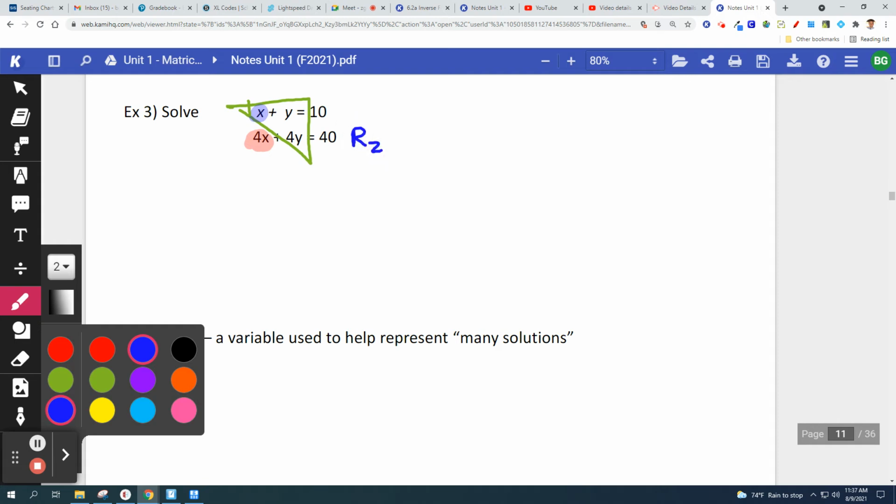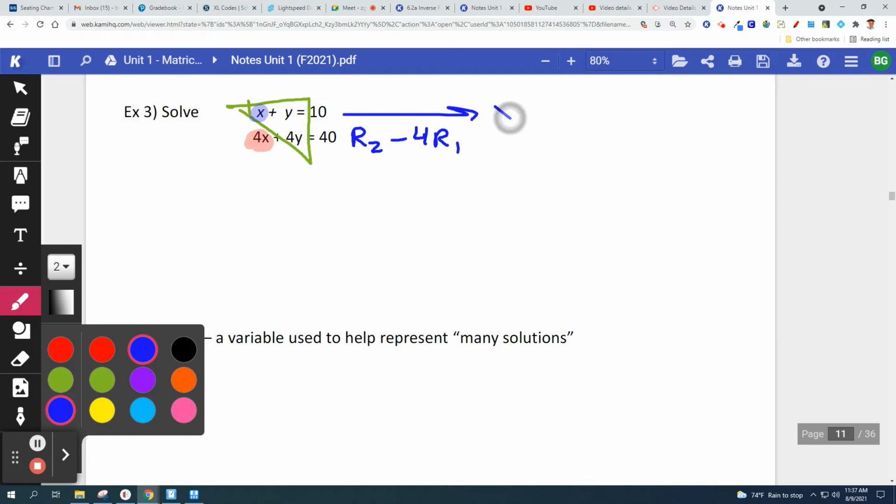Row 2 minus 4 row 1s. It's not the only way to get there, but I think that's the easiest way to get there. Row 2 minus 4 row 1s is going to be 4x minus 4x. It's going to make that 0. That's the whole point. That's what I'm trying to do.